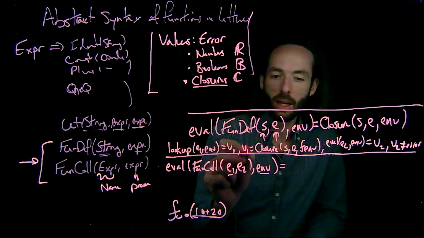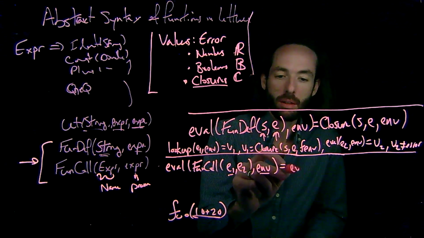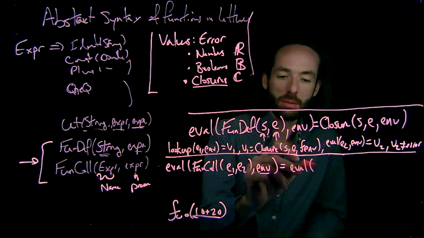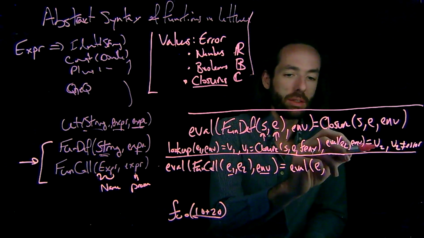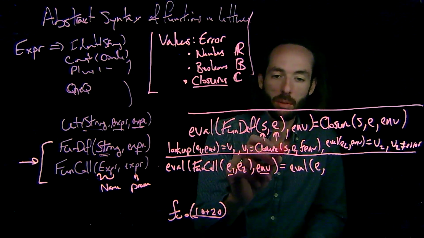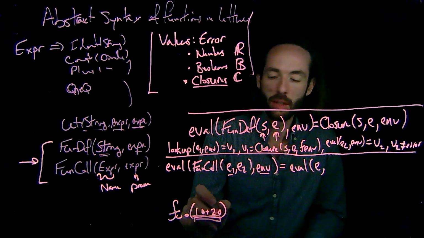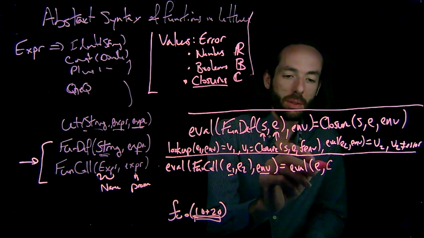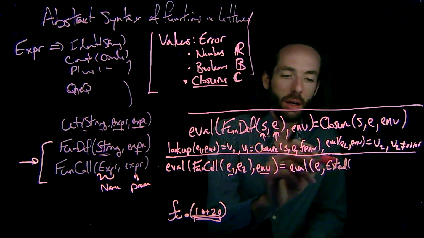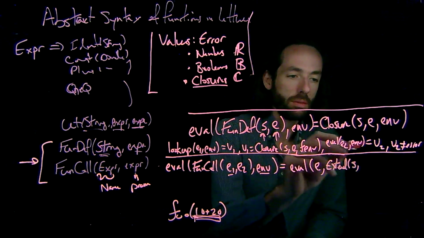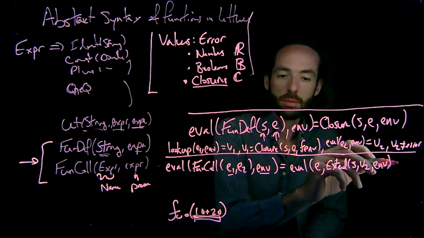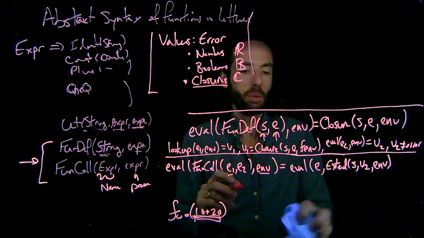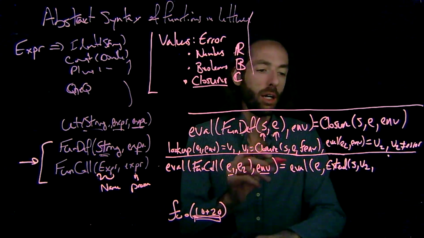Well, what did I say? I want to evaluate E, the body of my function, but with S bound to V2, right? So I want to take whatever my parameter value was and bind it to whatever I'm passing into my function. So I'm going to do an extend S V2 env. And actually we want to extend the function's environment.